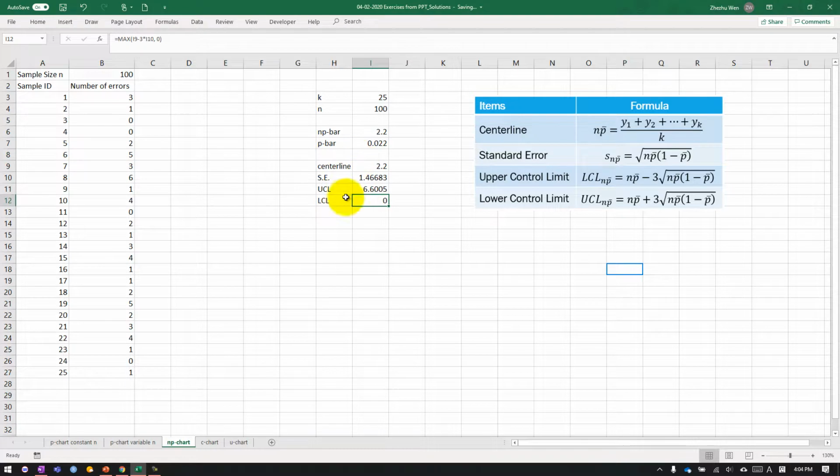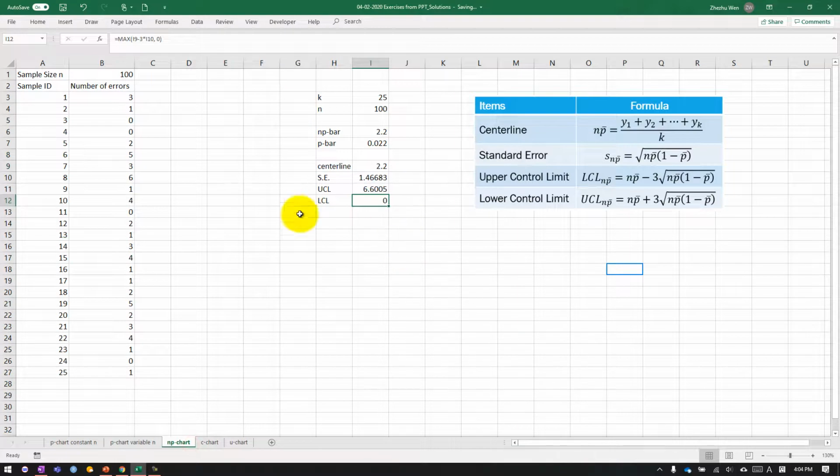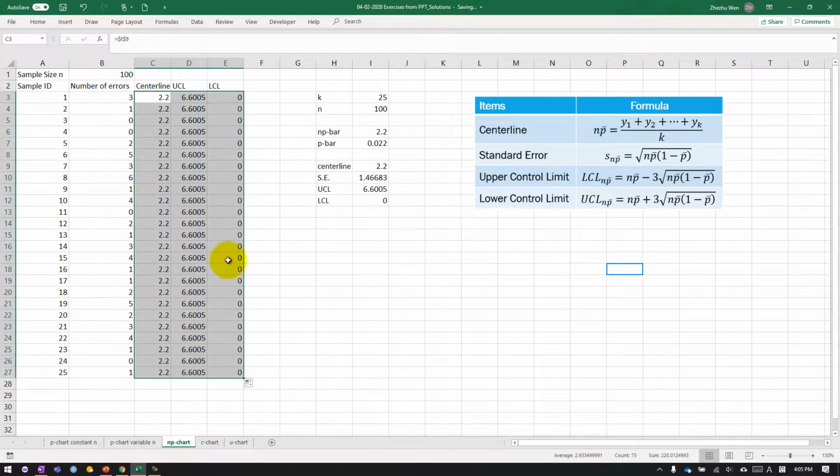If you want to plot it, you can always use the previous approach, putting things here and using this data. Center line. You don't need standard error for plotting. Upper control limit, lower control limit, and it's equal to 2.2 with absolute reference, upper control limit with absolute reference, equal to 0 with absolute reference, and you're ready for the control chart.